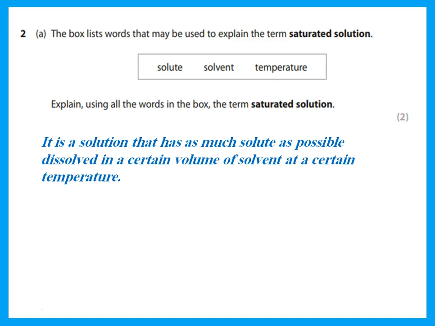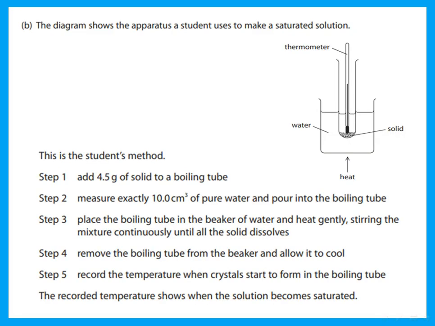Remember that when we talk about organic chemistry, we also say something about saturated, but in organic chemistry, saturated means it doesn't have a double bond. But here we're talking about a saturated solution, so it is the solution in which you have dissolved as much as possible of the solute at a certain temperature. Remember, at different temperatures, you can dissolve different amounts of the salt.